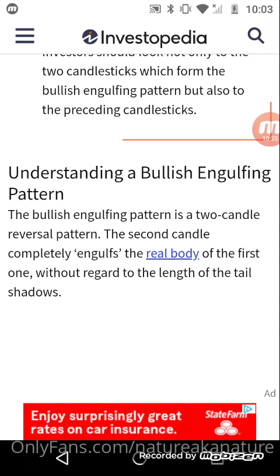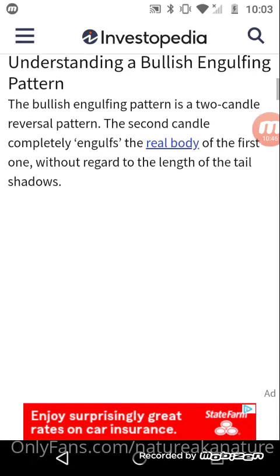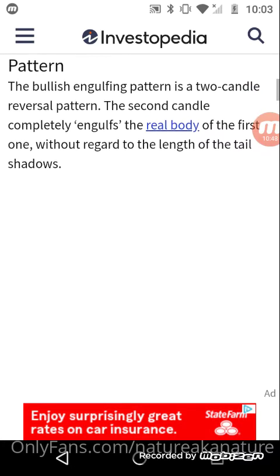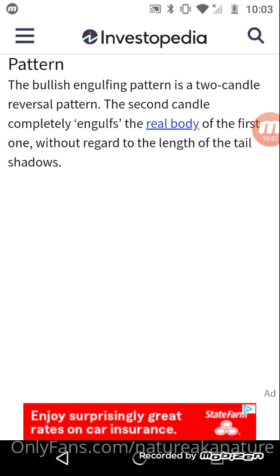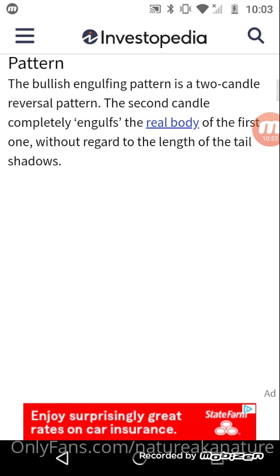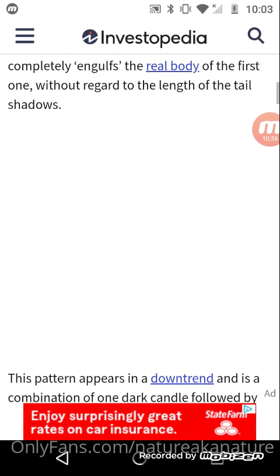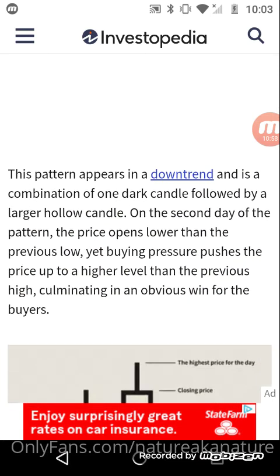Understanding a bullish engulfing pattern. The bullish engulfing pattern is a two candlestick reversal pattern. The second candlestick engulfs the real body of the first one, without regard to the length of the tail or shadow. So remember the marubozu, it's probably a long white or long green marubozu candlestick. Remember, marubozu got its name from Japanese, meaning shaved head. It usually doesn't have wicks, but it's still engulfing. That's still a bullish engulfing pattern.